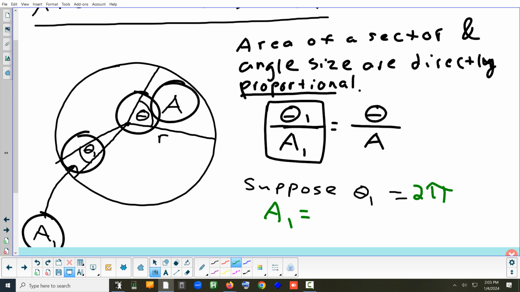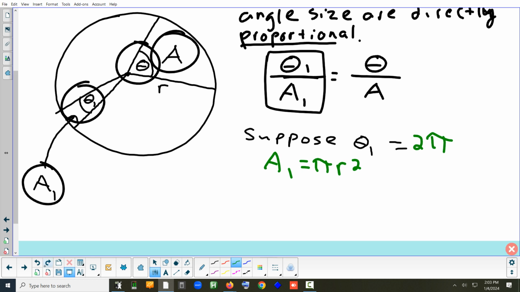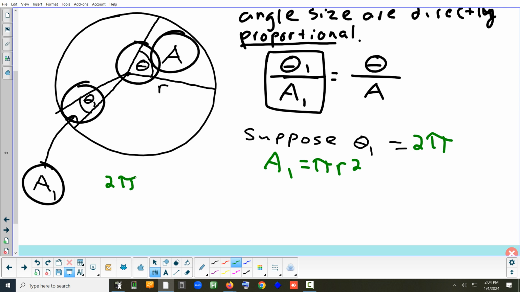Pi r squared. That's the true fact that we're going to start with on the left, and that'll allow us to figure out anything that we want to know. All right, let's fill it in. So we have the angle is 2 pi. The area is automatically pi r squared. And now the right side, you leave it alone. That's where you'd fill in the stuff from the problem.